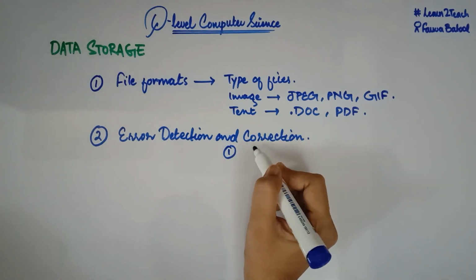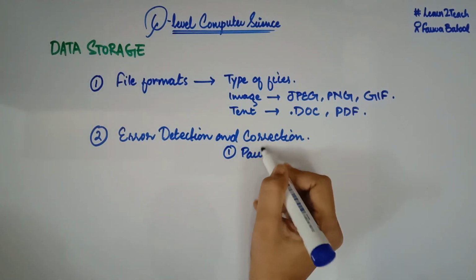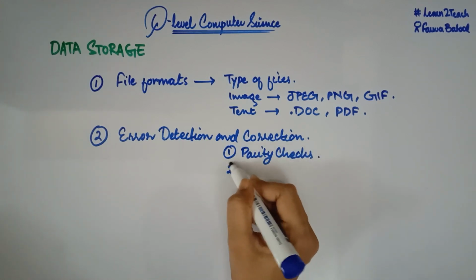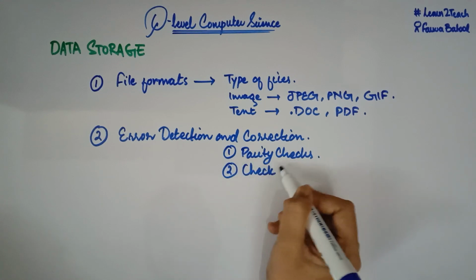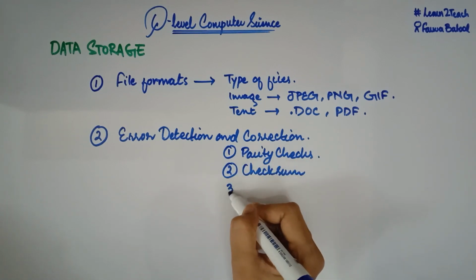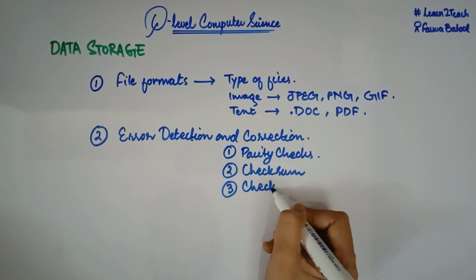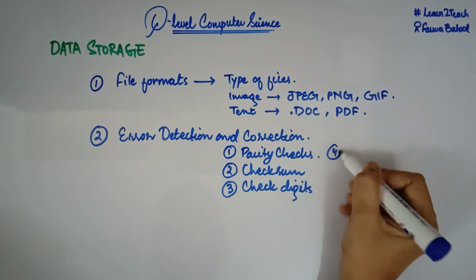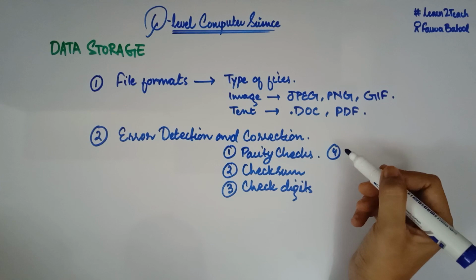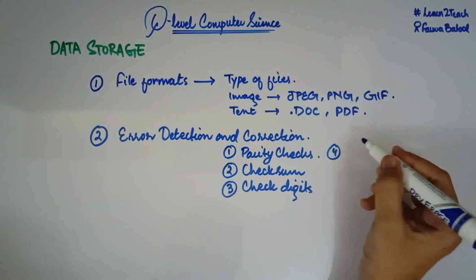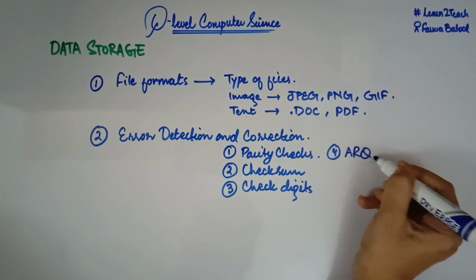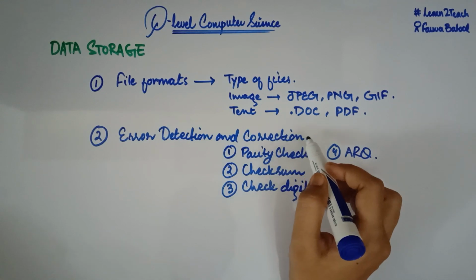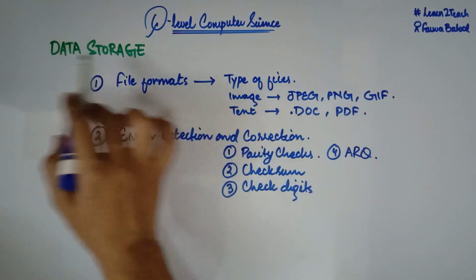First is parity checks. Then we have checksum. Then we have check digits. And the fourth one is ARQ, that is automatic repeat request. So these are the four different types of error detection and correction methods that we are going to study in this topic of data storage.